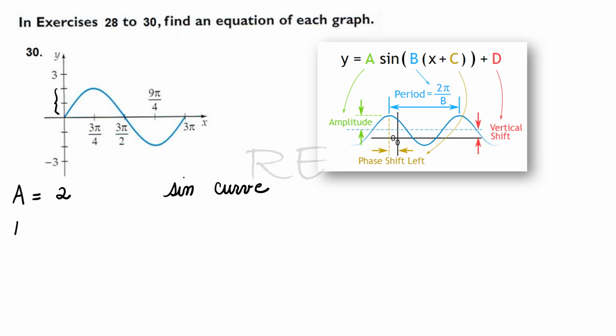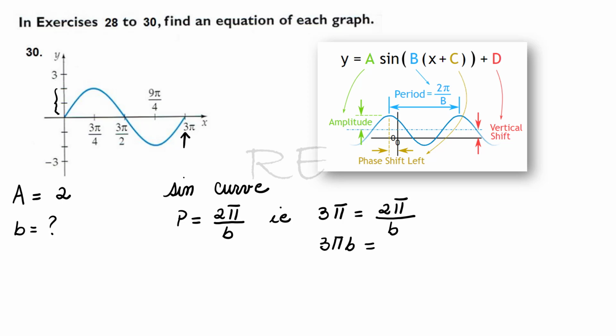Now we're going to be looking for b, and the period is equal to the regular period for sine, 2 pi divided by b. Now the period of our curve is 3 pi, so 3 pi is equal to 2 pi over b, and b is the unknown we are looking for. When we cross multiply, we get 3 pi times b is equal to 2 pi. We cross out pi, and 3b is equal to 2. Therefore, b is equal to 2/3. Now, an equation for this graph will be y is equal to 2 sine 2/3 of x.